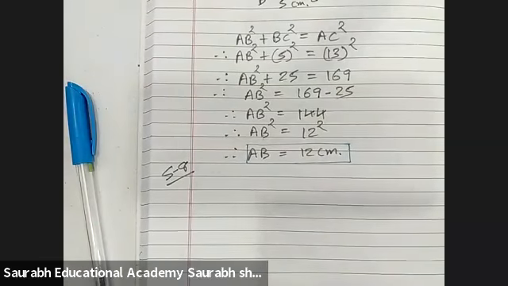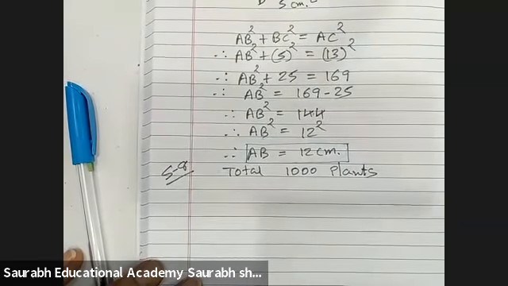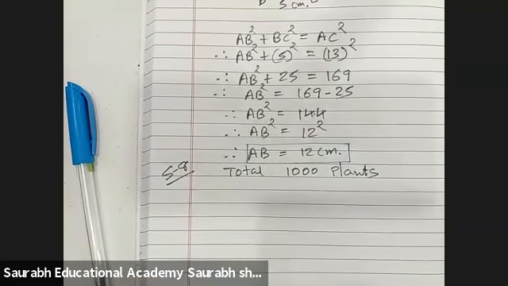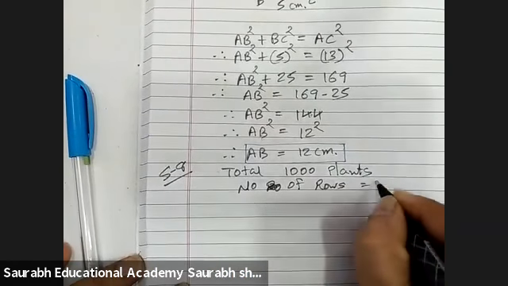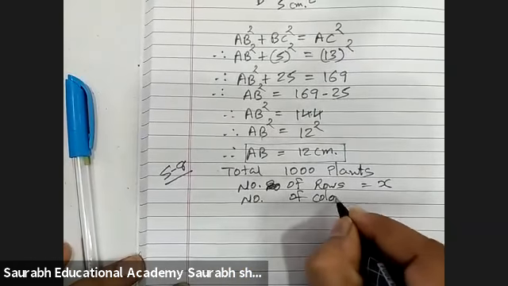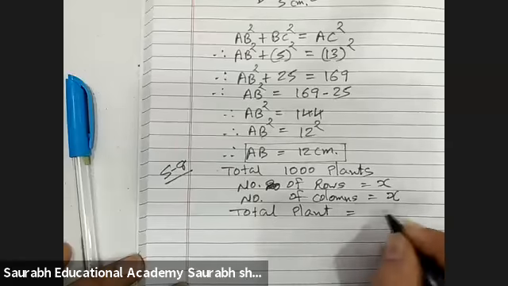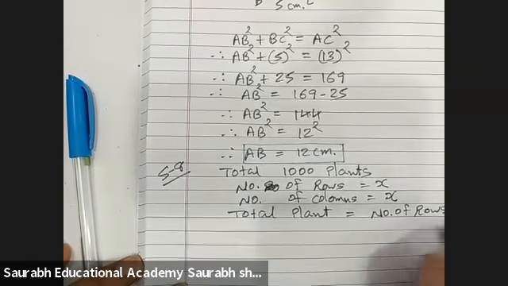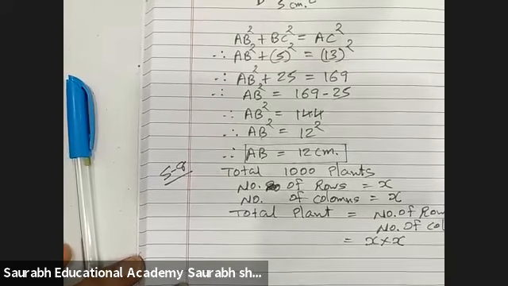Okay. Now the last two sums. Very interesting. A gardener has 1,000 plants. Let's write down: total 1,000 plants. He wants to plant them in such a way that the number of rows and the number of columns remain the same. So the number of rows is X, the number of columns is X, both are the same. So total plants is equal to number of rows into number of columns, X into X. This is just understanding.